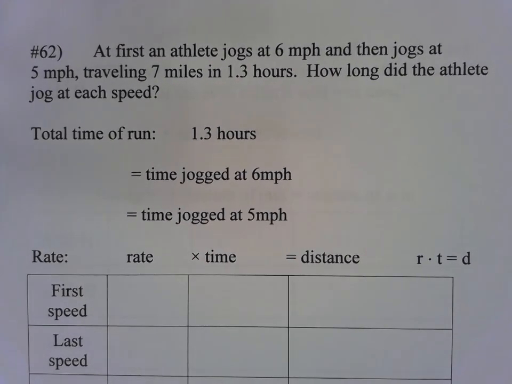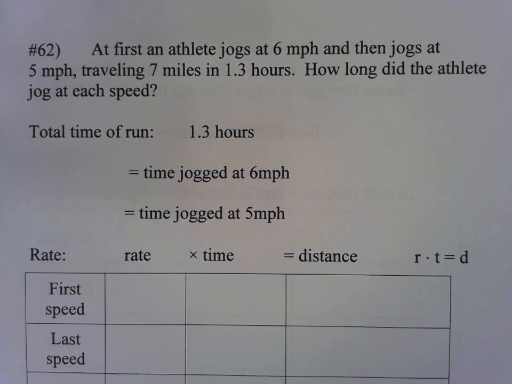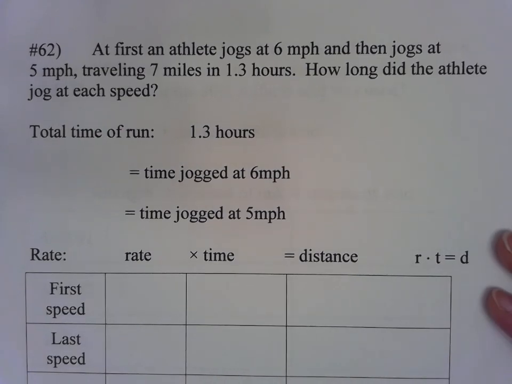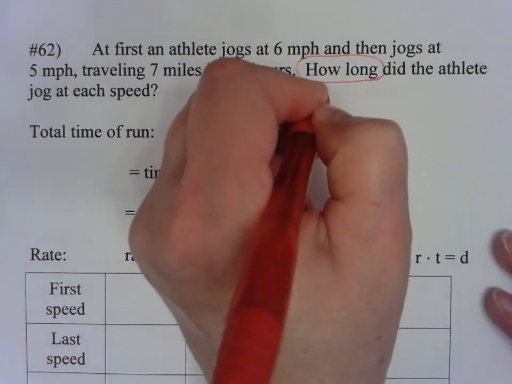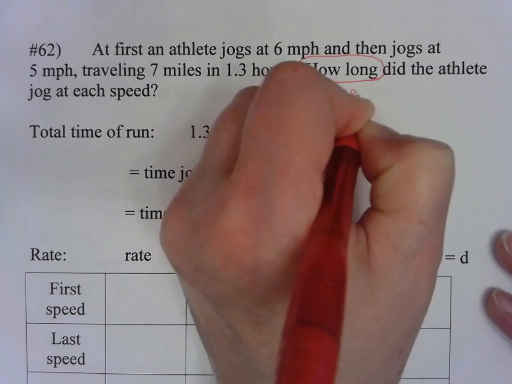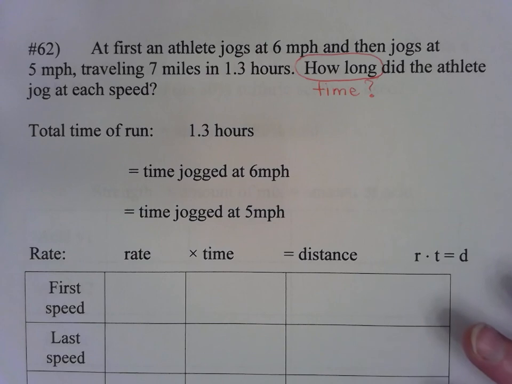So let's do another one. This one's also from your book. It says, at first, an athlete jogs at 6 miles an hour and then jogs at 5 miles an hour, traveling 7 miles in 1.3 hours. How long did the athlete jog at each speed? Okay, so there is somewhat of a keyword here, right? How long? That indicates that we are looking for the time. How much time did it take at each speed?